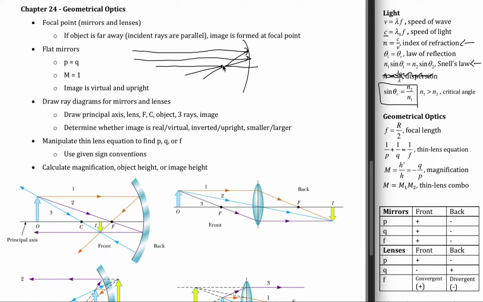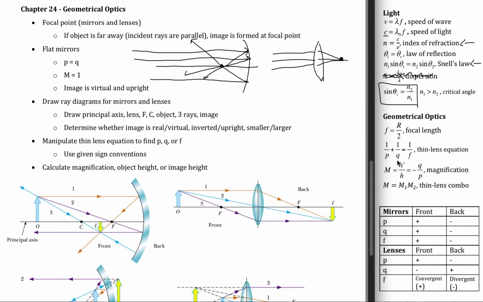And that means that the image is going to be formed at that focal point. So that is true for a mirror or a lens. We have a converging lens like this. If the rays are parallel, then they're all going to refract and meet at that focal point as well.